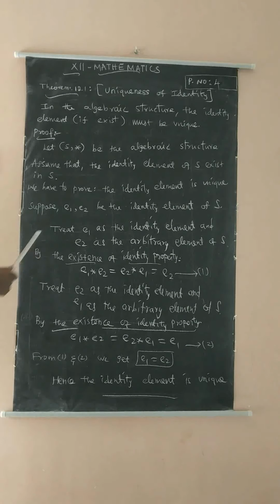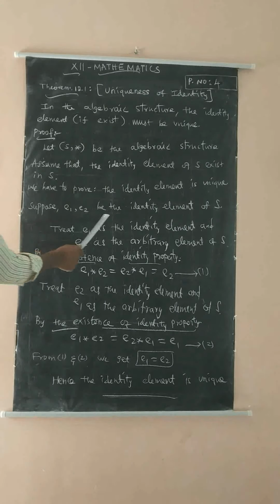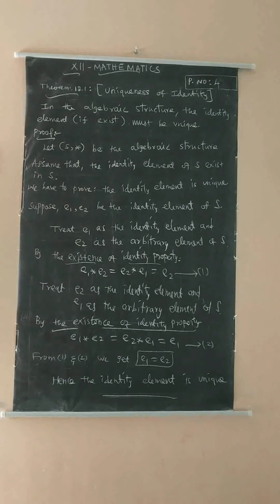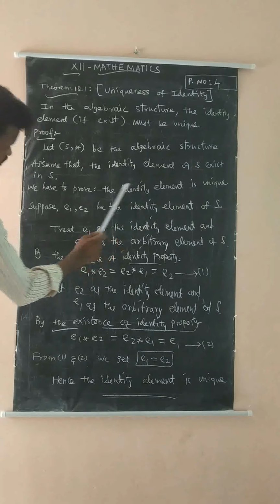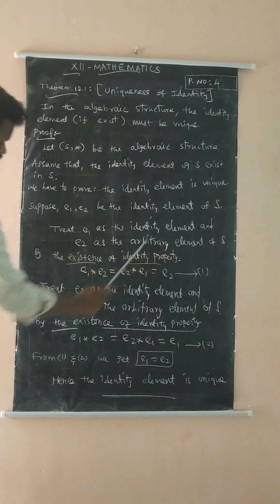Suppose we choose two identity elements, E1 and E2, of S. We treat E1 as the identity element and E2 as an arbitrary element of S. By the existence of identity property, E1 star E2 is equal to E2 star E1, which is equal to the arbitrary element E2. Take it as equation number 1.